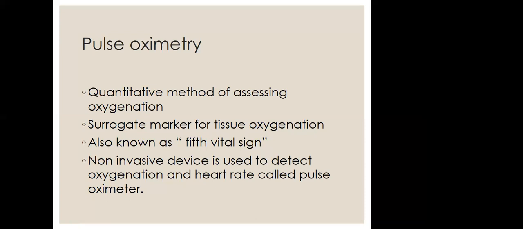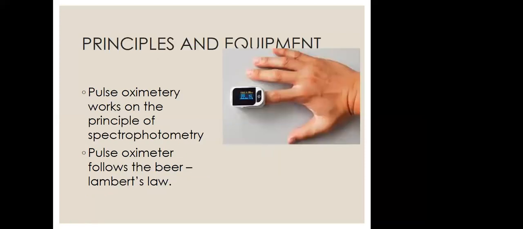The volume should also be high enough so that we can easily detect any change in the heart rate or any change in the saturation. This is the device that is attached to the finger. The principle of the pulse oximetry is spectrophotometry. It works on the principle of spectrophotometry.